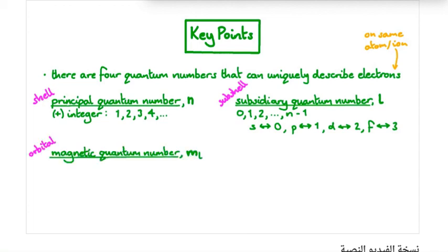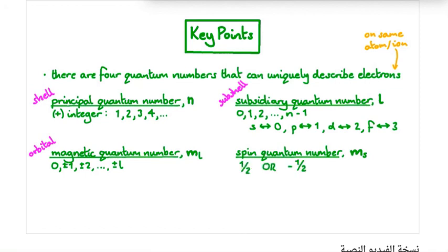Meanwhile, magnetic quantum numbers of a subshell correspond roughly with the orbitals. ml can take any integer value between negative l and positive l. And lastly, we have the spin quantum number ms. The value of the spin quantum number can either be positive half or negative half, corresponding to spin up or spin down. Together, these 4 quantum numbers allow us to efficiently describe the state of an electron.